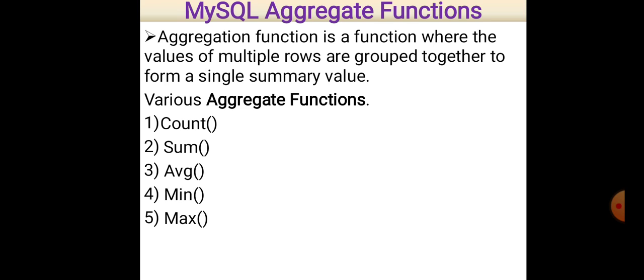And some main aggregate functions are count, sum, AVG for average, min for minimum value, and max for maximum values. So these are some aggregate functions: count, sum, average, min and max, min for minimum and max for maximum. AVG function is used to calculate the average value.